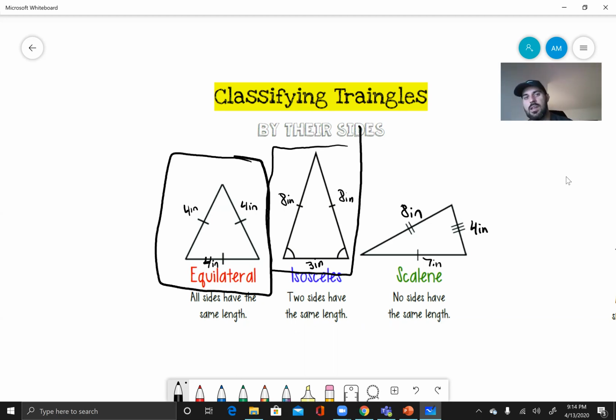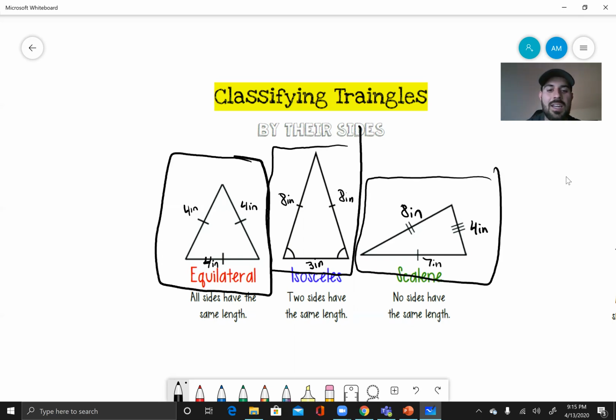And last but not least, we have a scalene triangle. If you're catching the pattern here, a scalene triangle has no sides congruent. It is a triangle whose 3 sides each have a different length. In the example, on the bottom we have 7 inches, the one opposite of it is 8 inches, and then we have one of 4 inches. So this would be considered a scalene triangle. That is how we classify a triangle based on its sides: it can be an equilateral, an isosceles, or a scalene triangle.